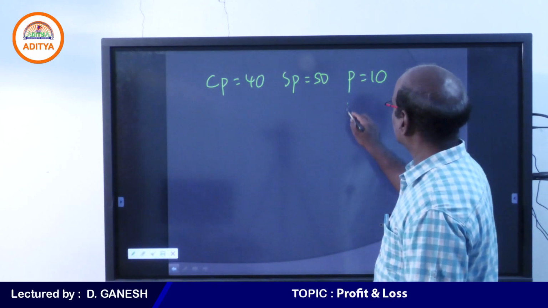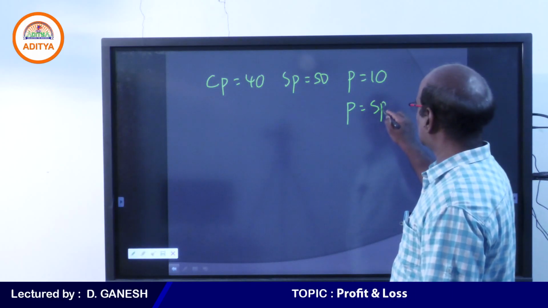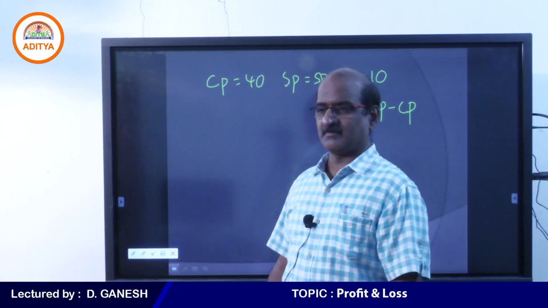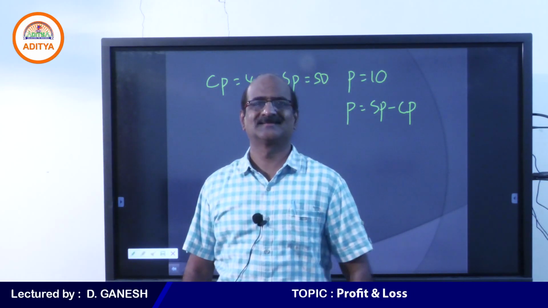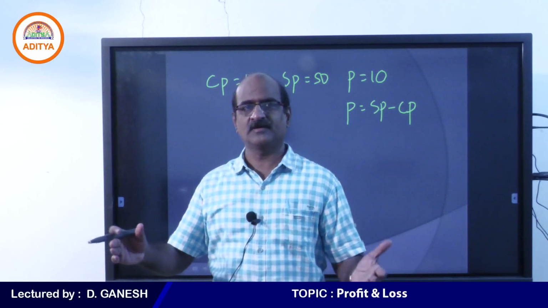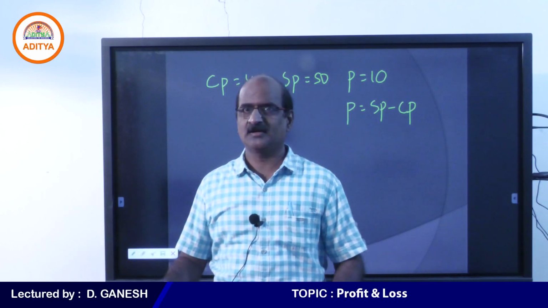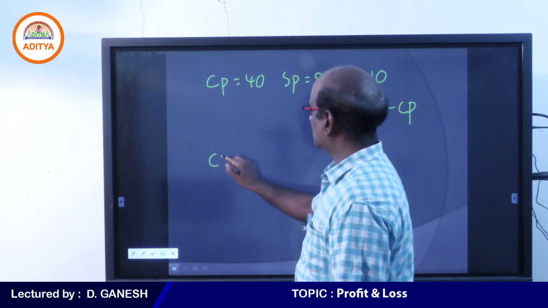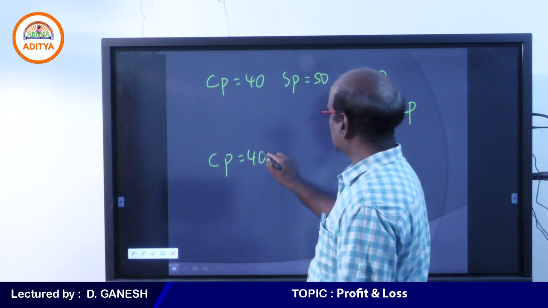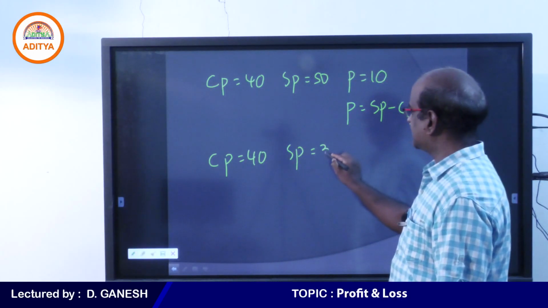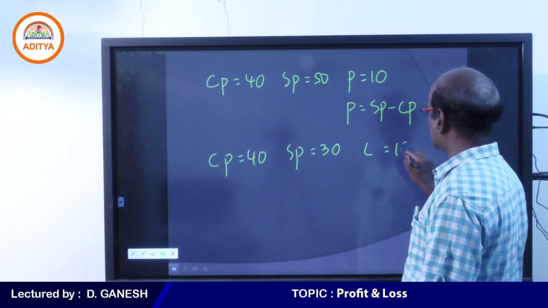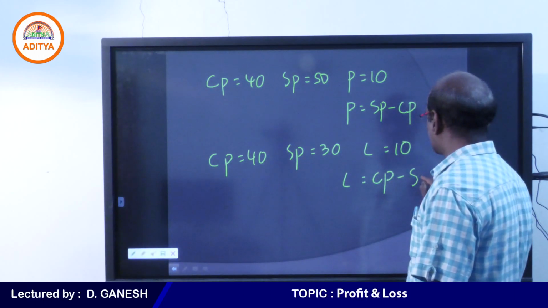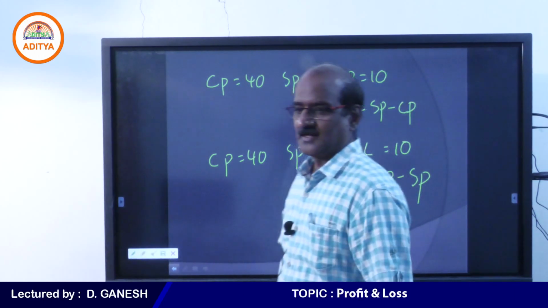Students, for your information, profit is given by the formula selling price minus cost price. When selling price is more compared with cost price, obviously you get profit, and of course the profit is 10 rupees. Now for example, an article which was bought for 40, if you sell it for only 30, you say that there was a loss of 10 rupees. Remember, loss is given by the formula CP minus SP.